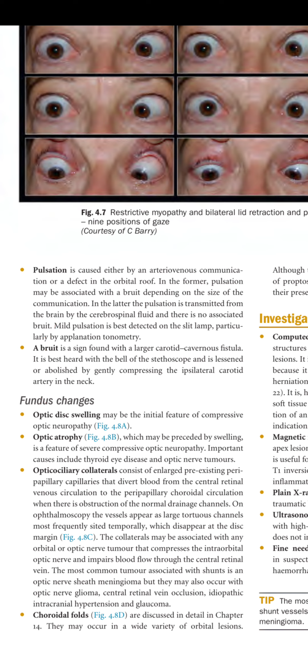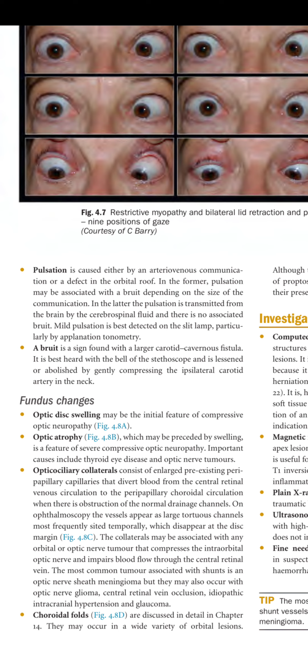Optociliary collaterals consist of enlarged pre-existing peripapillary capillaries that divert blood from the central retinal venous circulation to the peripapillary choroidal circulation. When there is an obstruction of the normal drainage channel, on ophthalmoscopy the vessel appears as a large tortuous channel, more frequently sited temporally, which disappears at the disc margin.